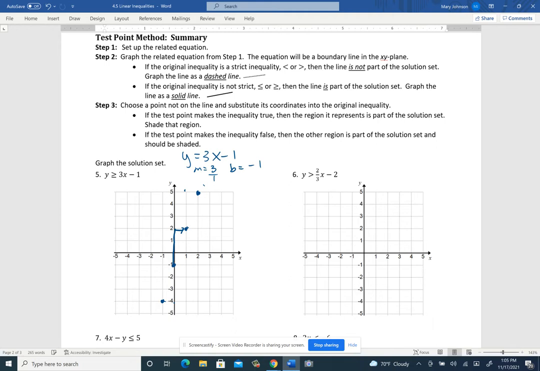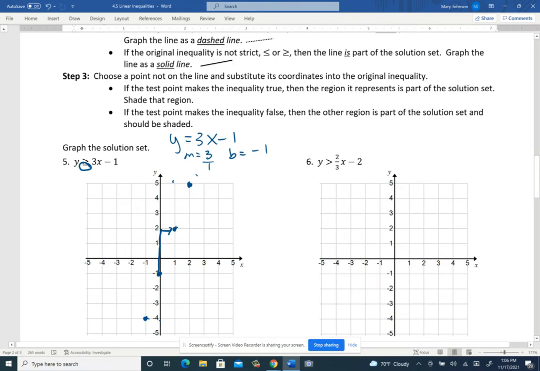Now, when I graph the line, I have to make it where either the points on the line are part of the solution or they're not, and that depends on the "or equal to" right there. Since it does have the "or equal to," when I graph this, the line is going to be solid. That's saying that the points on this boundary are part of the solution. Now at this point, I have to decide which side to shade.